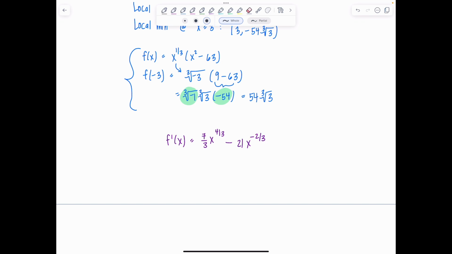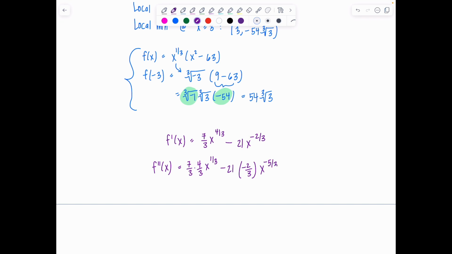We don't need this highlighted. And now let's get the second derivative, f double prime of x, all right? So same idea, bring that exponent down in the front. So we have 7/3 times 4/3, subtract 1, x to the 1/3. And then I have minus 21 times negative 2/3 times x to the negative 5/3.